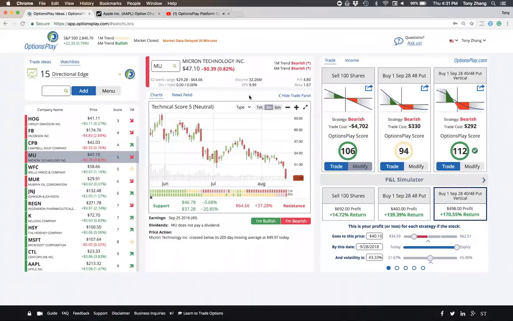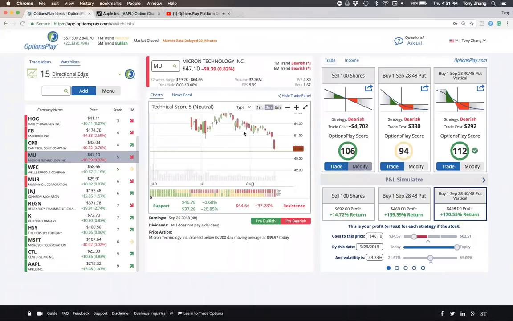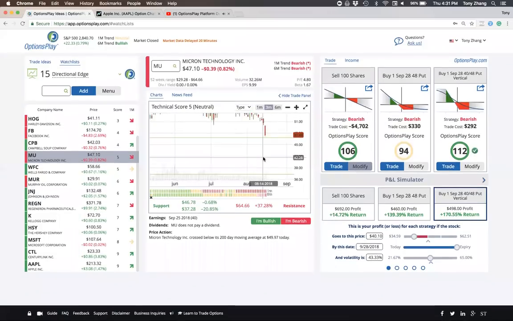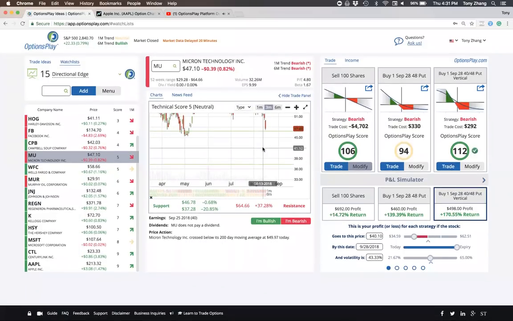So Micron's trading at $47 right now. What happens if I think the stock's going to drop down to 37, which is the next support level, or somewhere in between that? Let's say I think the stock's going to go down to 42.